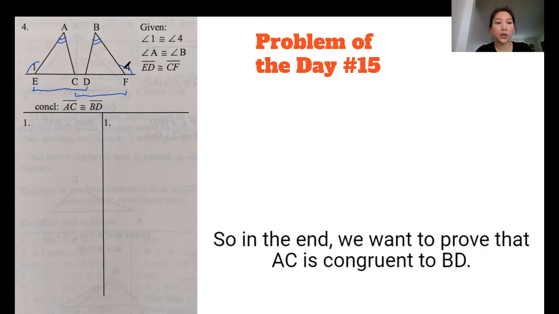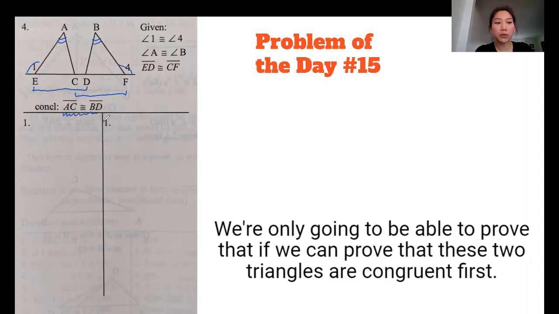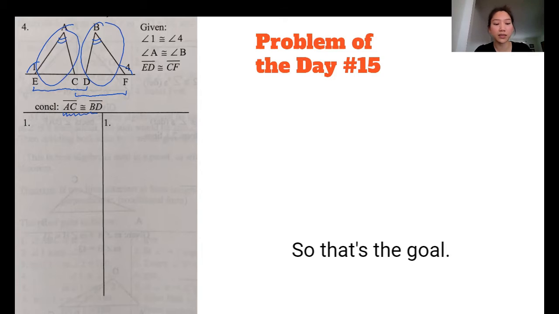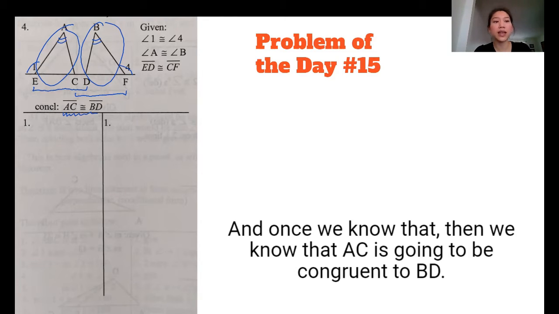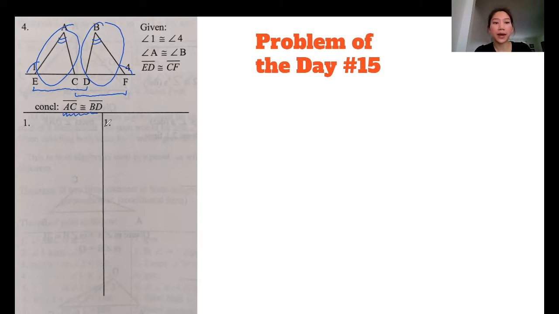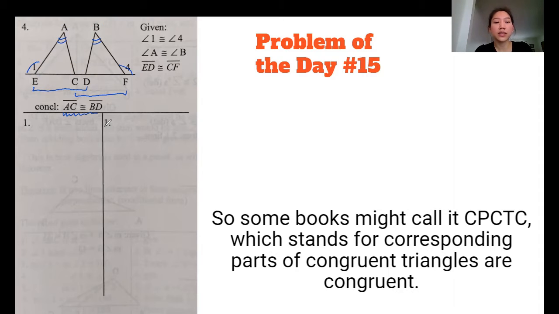So in the end, we want to prove that AC is congruent to BD. And how are we going to be able to prove that? We're only going to be able to prove that if we can prove that these two triangles are congruent first. So that's the goal. We want to prove the triangles are congruent. And once we know that, then we know that AC is going to be congruent to BD by, and different books will call it different things, some books might call it CPCTC, right?